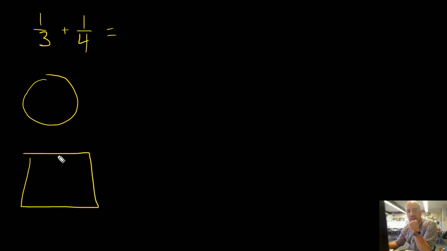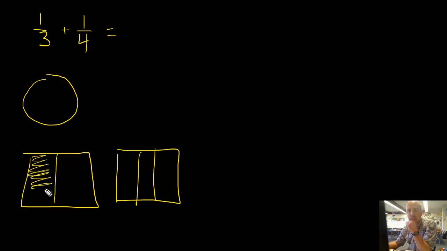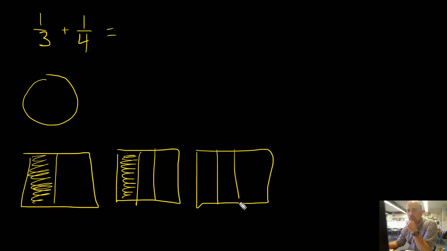If I draw myself a circle, or a rectangle, and I say, well, here's a half. And 1/3, I've got to divide that in here. The 1/2 is clearly bigger than the 1/3. So 1/3 is not bigger than a half. And 1/4 is not bigger than a half. Here's 1/4, that would be this little guy here.